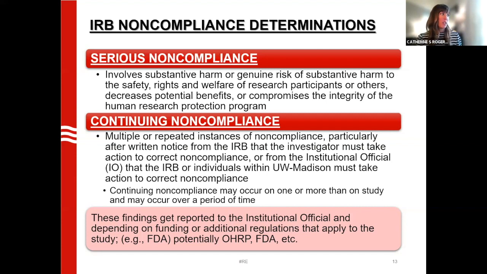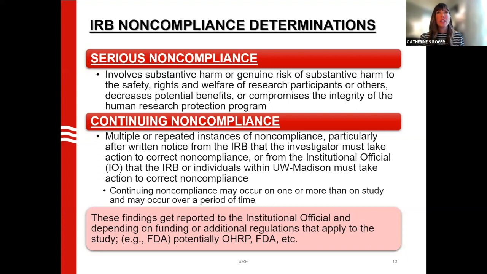So the IRB will consider whether it meets the criteria for serious noncompliance, and then does it also or separately meet the criteria for continuing noncompliance? It can be one or the other, or it can be both. Continuing noncompliance is multiple or repeated instances of noncompliance, particularly after written notice from the IRB, or that after corrective actions have been implemented. So that last bit is very important.